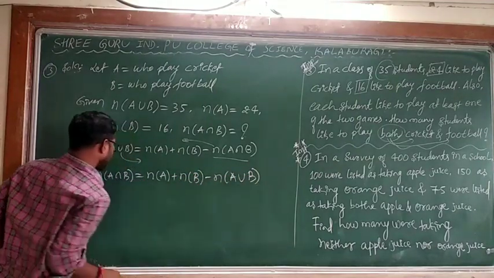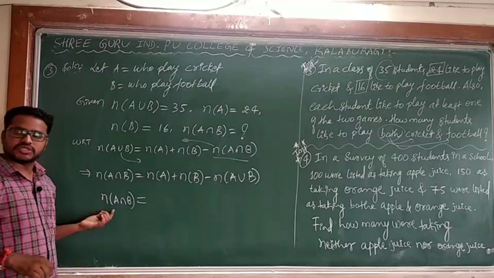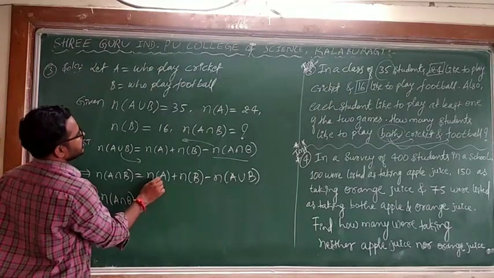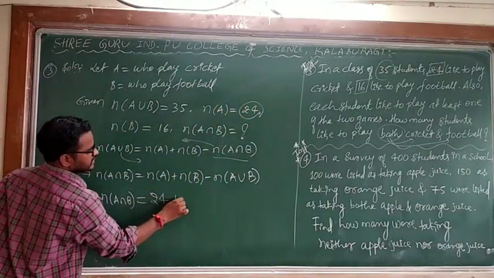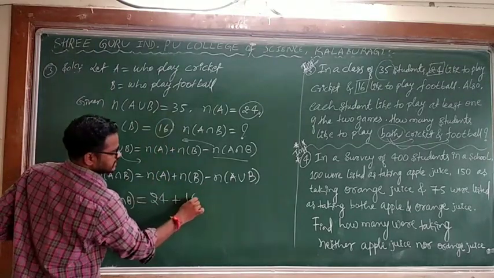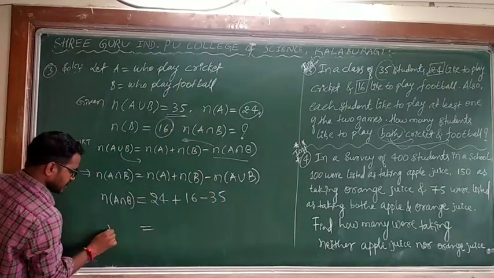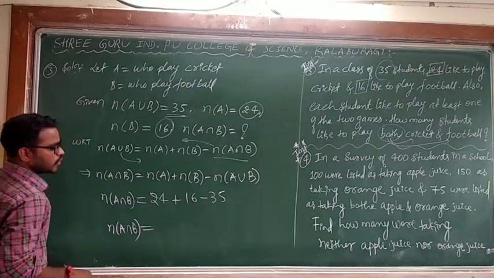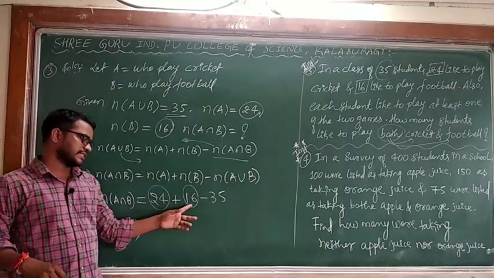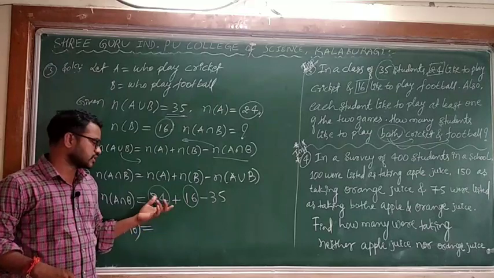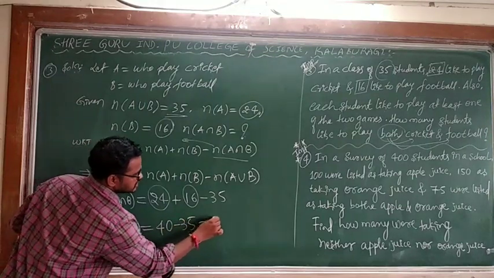The thing is, see, what is N of A? This I need to find out here. A intersection B is those who play both cricket as well as football. N of A is 24. Plus N of B, 16. Then minus N of A union B, how much is given? 35. So N of A intersection B is equal to 24 plus 16. Is it 40? 6 plus 24 is 30, plus 10. That means 24 plus 16 will give 40. Minus 35, only 5 remains.